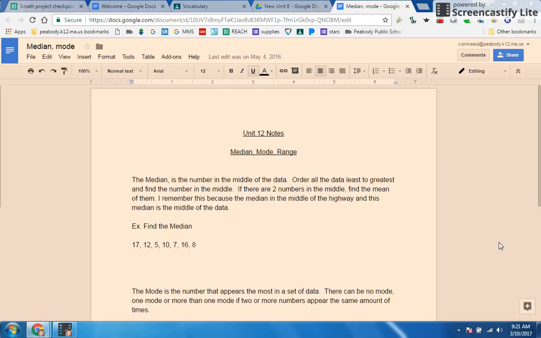If there's an even amount of numbers, that means there's going to be 2 numbers in the middle. If that happens, you find the mean of them, or the average of them, which means you would add them together and then divide it by 2 because there's 2 numbers.